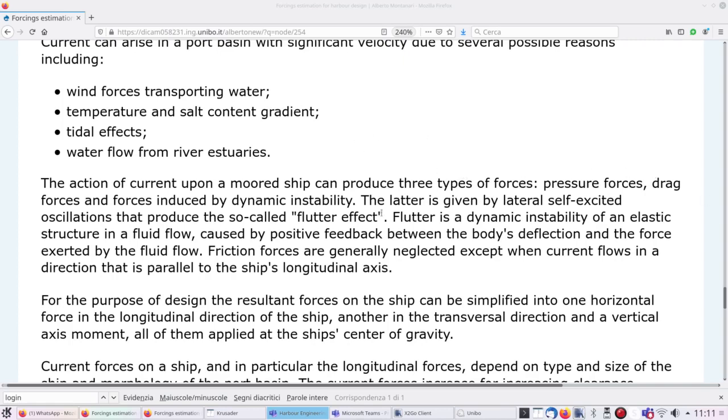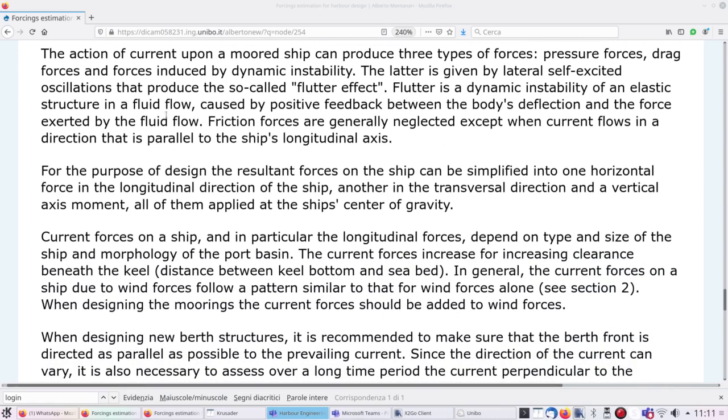Even for currents, let's take a simplified, empirical approach, which is based on decomposing the resultant forces on the ship into one horizontal force in the longitudinal direction and another in the transversal direction, and a vertical axis moment, which takes into account the rotation that is originated by currents over the ship. And all of these forces and moment are applied at the ship's center of gravity.